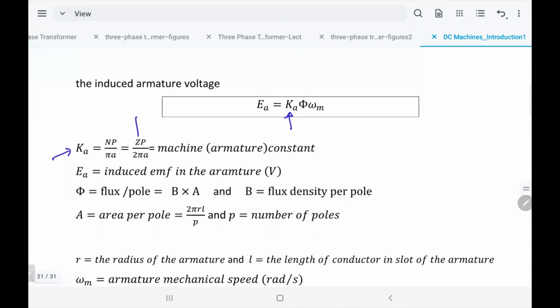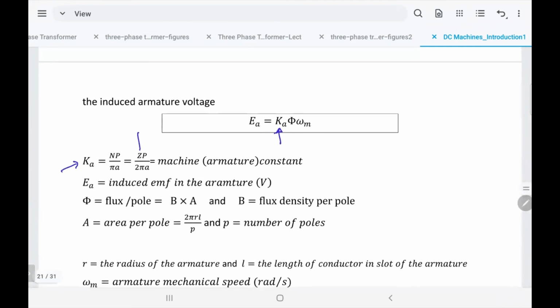P is the number of poles. It's a 4-pole machine, 2-pole machine, or 6-pole, usually in pairs. And this is divided by 2 pi A. What's A? A is the number of parallel paths. It's equal to P if it's lap winding, and equal to 2 if it's wave winding. All right, so that's the constant of the machine. From this equation, obviously it depends on the size of the machine itself, the number of conductors, and the dimensions.